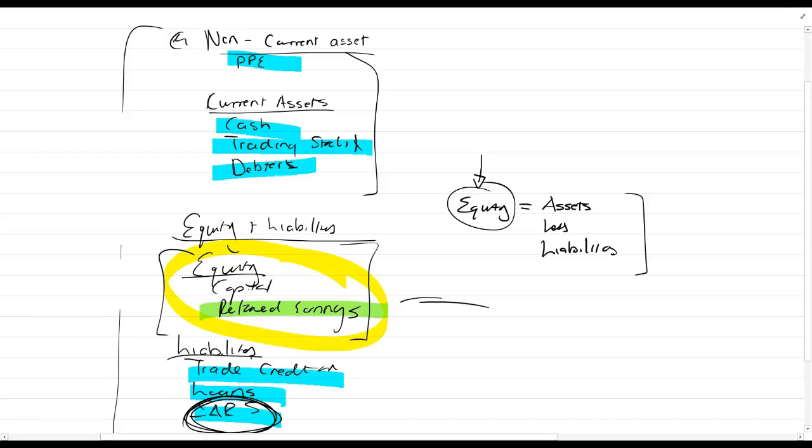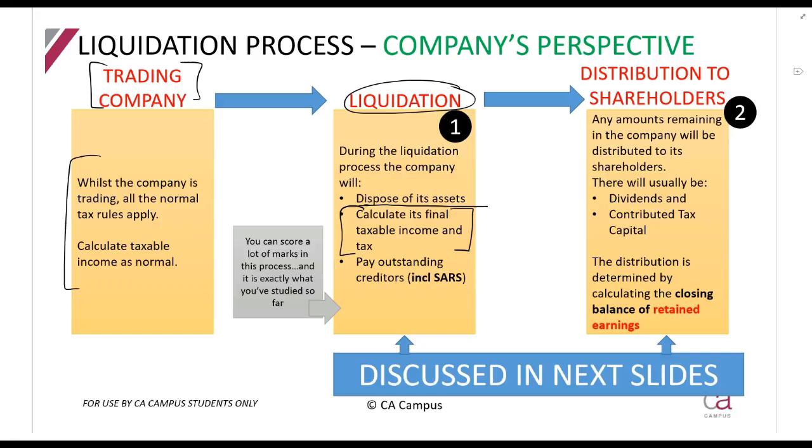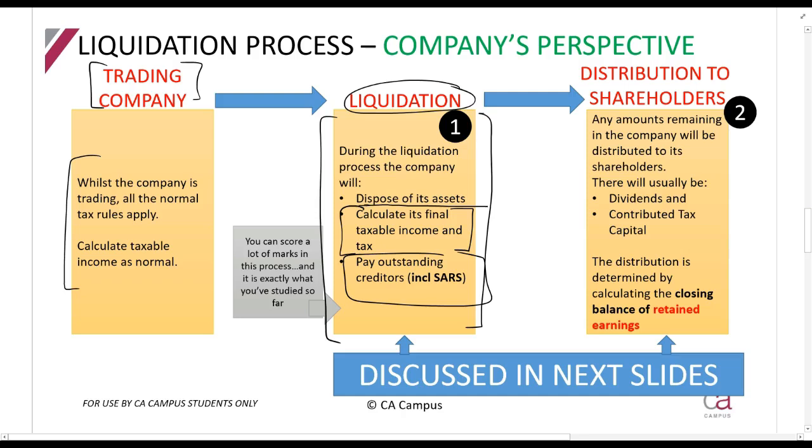You can't pay the shareholders if you haven't paid SARS yet. Right, so then you will pay your outstanding creditors. So what I want you to understand right now before I move on, this part is what counts the most marks in the liquidation question. And this is the part that you already know.